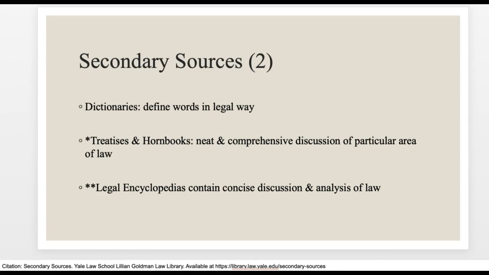Legal encyclopedias are extensive compilations of articles on legal matters. The two major encyclopedias are Corpus Juris Secundum, or CJS, and American Jurisprudence, or AmJur. There are also encyclopedias that address state law. A good example of one is New York Jurisprudence. And you usually want to start with a treatise, a hornbook, or a legal encyclopedia, because they're more general discussions of the law.